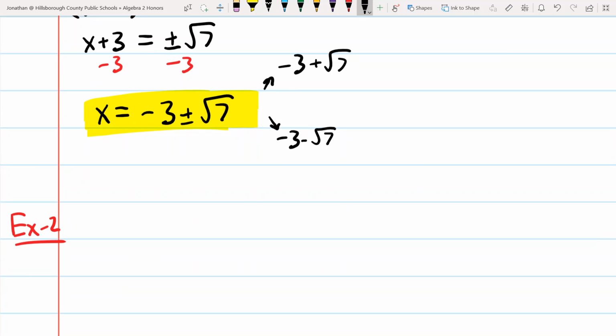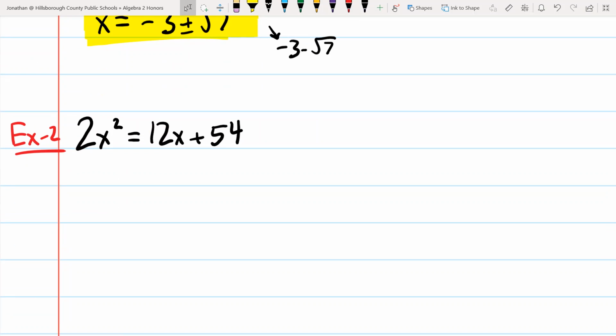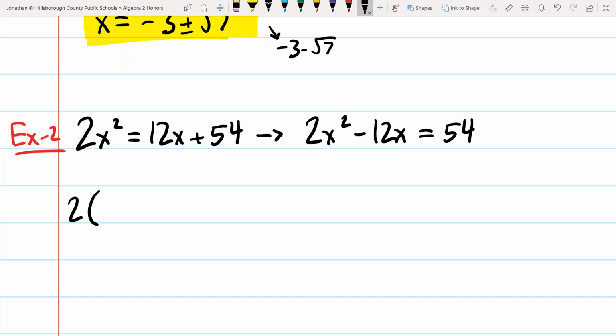And let's see, where was my second one? I want one with the GCF. Yeah, there we go, that'll do nicely. 2x squared equals 12x plus 54. My very first step for this one is not actually really setting anything up. It's just pulling things to the correct side of the equal sign. Ax squared and bx are on the same side. My first step will be pulling out the GCF of 2.